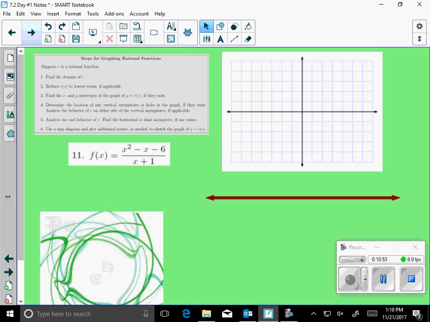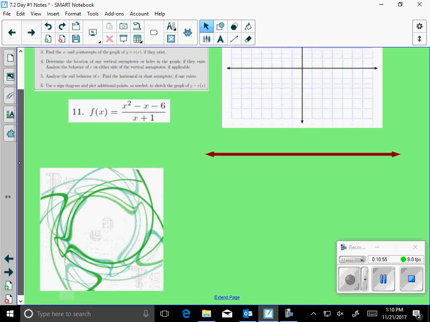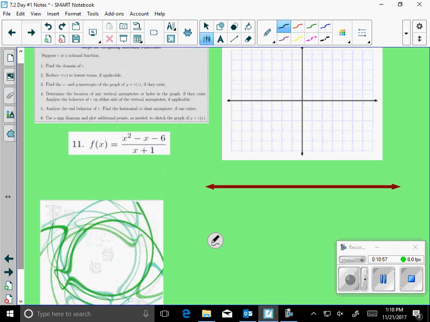So watch what happens here. Let's talk about this. First, let's factor the numerator just to see, right? Just to see. x minus 3, x plus 2. Okay, do I have any holes here? No holes. Do I have any vertical asymptotes?